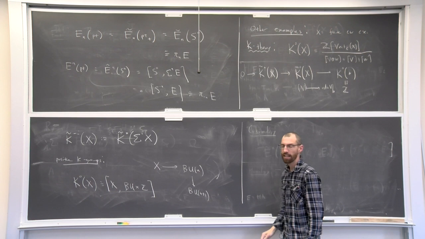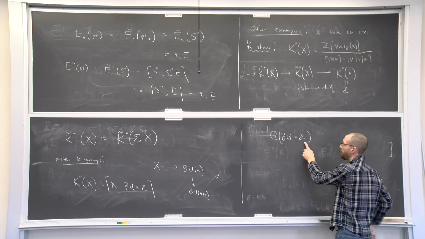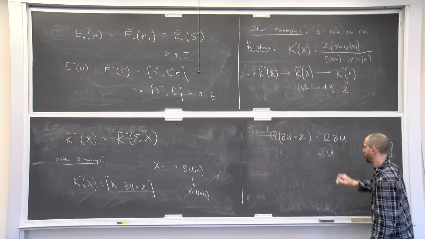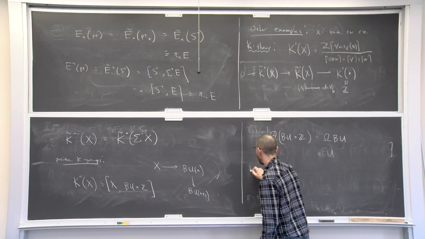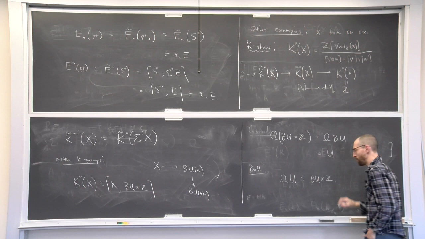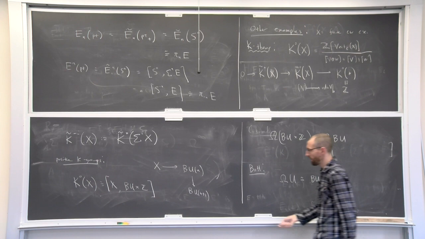Now, when I'm getting at these negative K groups, if I take loops of BU cross Z, as I discussed before, loops cares nothing for pi 0. You just have to take the component containing the base point. So loops of BU cross Z is the same as loops of BU. And as we just said, loops of B of a group should be the group itself. So it'll be the infinite unitary group. But then comes the crazy theorem of Bott. Bott's famous periodicity theorem says that the loops of U is equivalent to BU cross Z, which is truly weird. So if you consider applying loops repeatedly to BU cross Z, it alternates between U and BU cross Z with twofold periodicity.